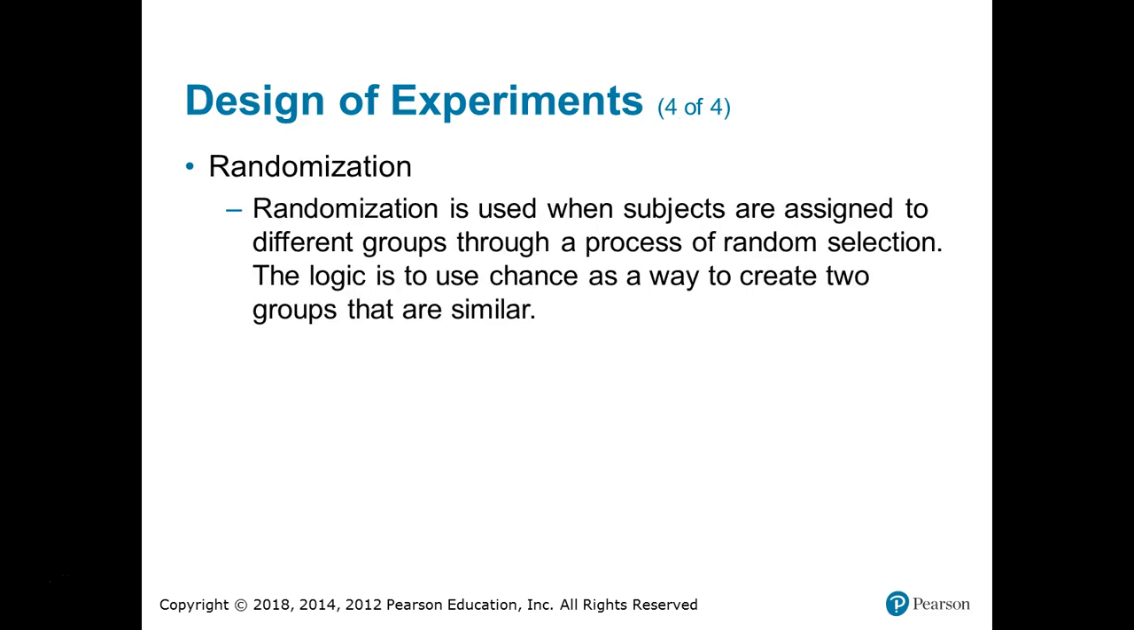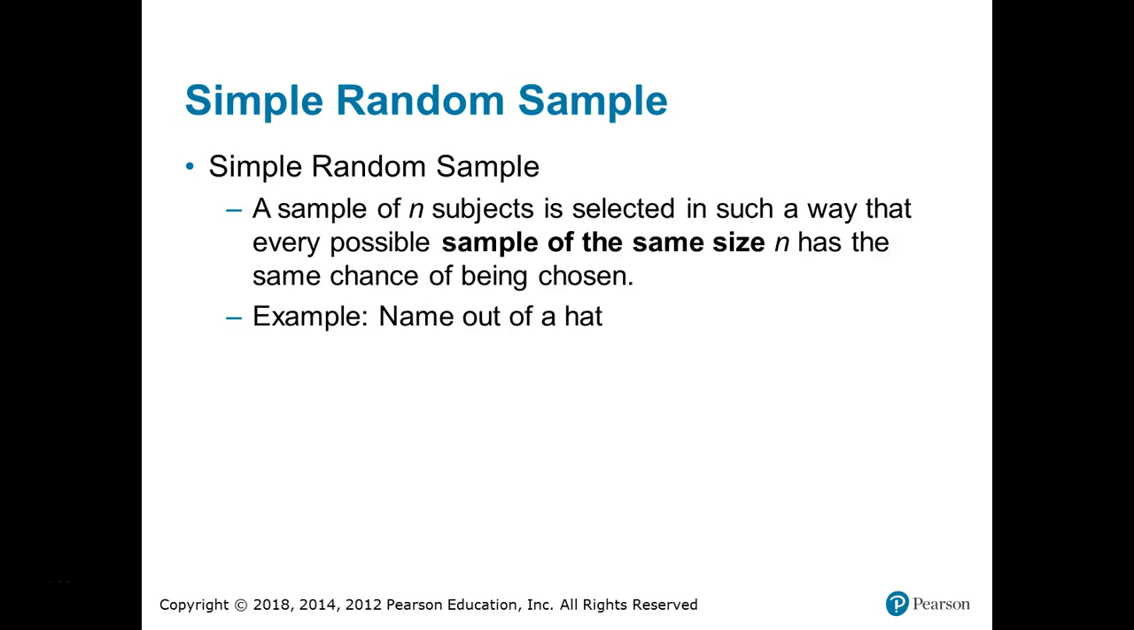Finally, randomization is used when subjects are assigned to different groups through a process of random selection. And the logic here is that when you do randomization, you get groups that are similar, and there's no false grouping of any kind. So simple random sample is the type that we really are striving for.